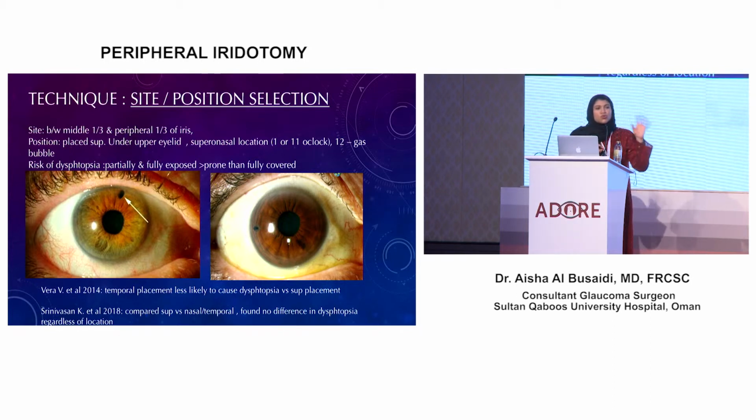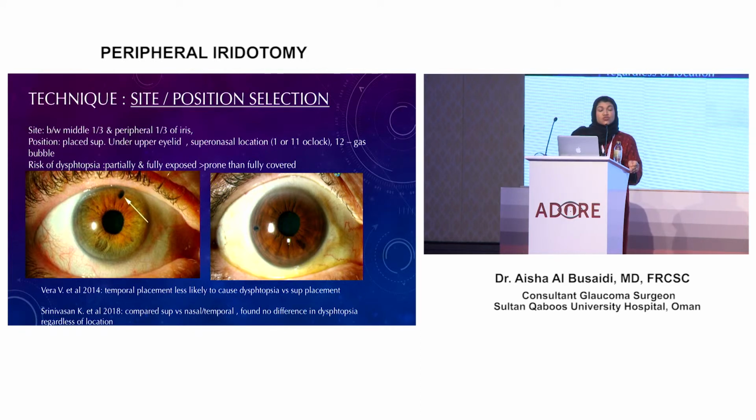You really don't want to go too far off peripherally because you won't be able, post-op, to visualize the patency of your peripheral iridotomy. Also, when you go very far off peripherally, you usually have an arcus senilis or corneal haze that can really blunt the response of your LPI.